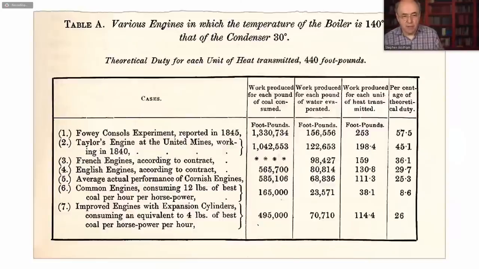Well, not to seem impractical, at the end of his paper, he has specific results about Bowie Consoles experiment and the Taylor's engine at the United Mines and the English engines, according to, they had a standard government contract for how they were supposed to work. The average actual performance of Cornish engines, presumably engines operating the mines in Cornwall, et cetera. So he has very specific statements about actual numerical characteristics of these steam engines. I can't help but notice the similarity to the tables of the characteristics of LLMs and so on in today's world, which are similarly a little bit hard to nail down exactly what the numbers should be.